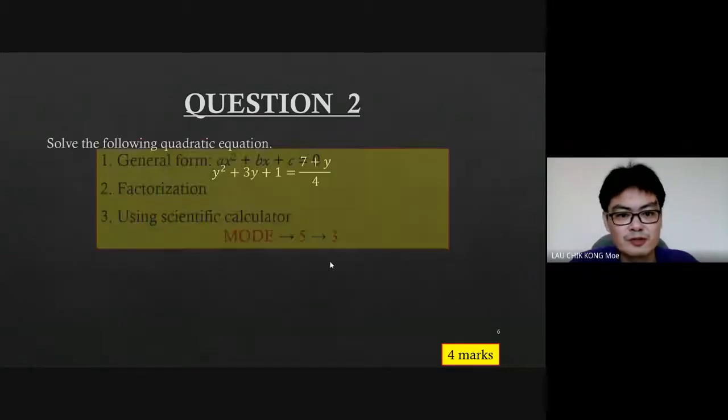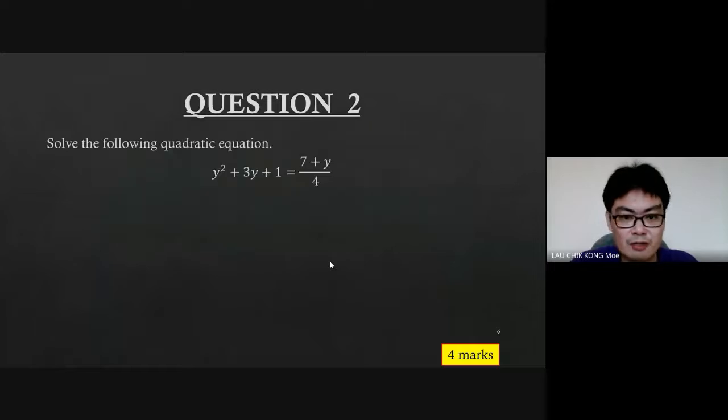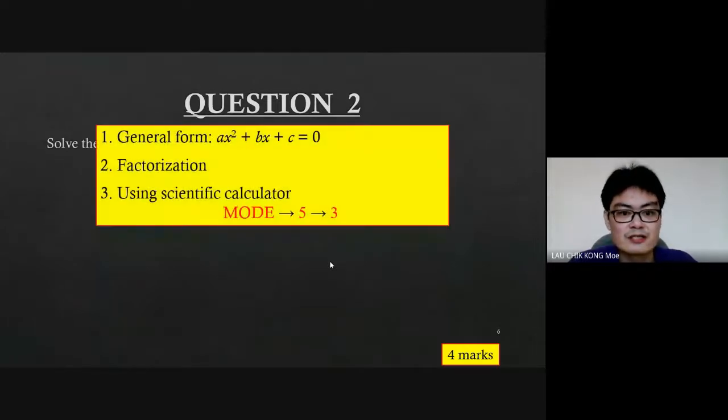Then question number 2 is about quadratic equations. We can solve using the factorization method. First of all, we convert the equation to general form, ax squared plus bx plus c equals 0. After that, we do the factorization. Finally, we can use our scientific calculator to help us do the factorization and get the answer. That is, you can press mode 5 and 3.